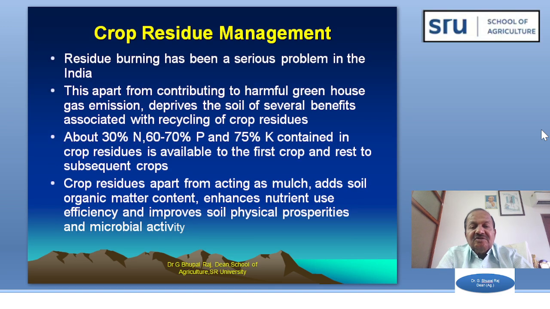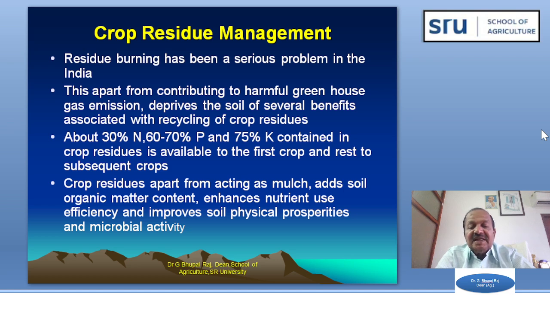What is crop residue management? Residue burning has been a serious problem in India, mainly in the Punjab and Haryana states. It is causing more concern for the environment in the surrounding areas like Delhi and other states. Apart from contributing to harmful greenhouse gas emission, it deprives the soil of several benefits associated with the recycling of the crop residues.